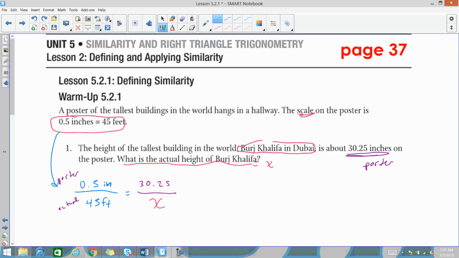So how do we solve this? Well, anytime you're solving a proportion or two ratios, we cross multiply. So we're going to cross multiply here. X times a half is 0.5x equals, and now you're just going to go 45 times 30.25, and you get 1,000.